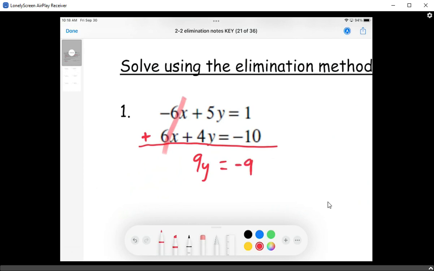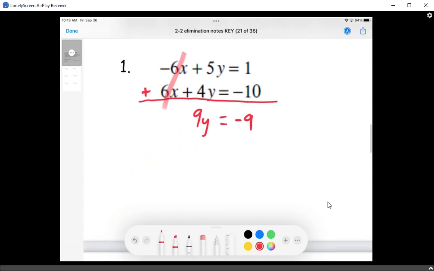So that's the point of elimination, it gives us an equation that is really quick and really simple and easy to solve, and we can get one of our variables right off the bat, because you already know if 9y equals negative 9, then y equals negative 1. So that's really a pretty good deal to solve for one of your variables. You can get it really quick and easy if you can eliminate the other one.